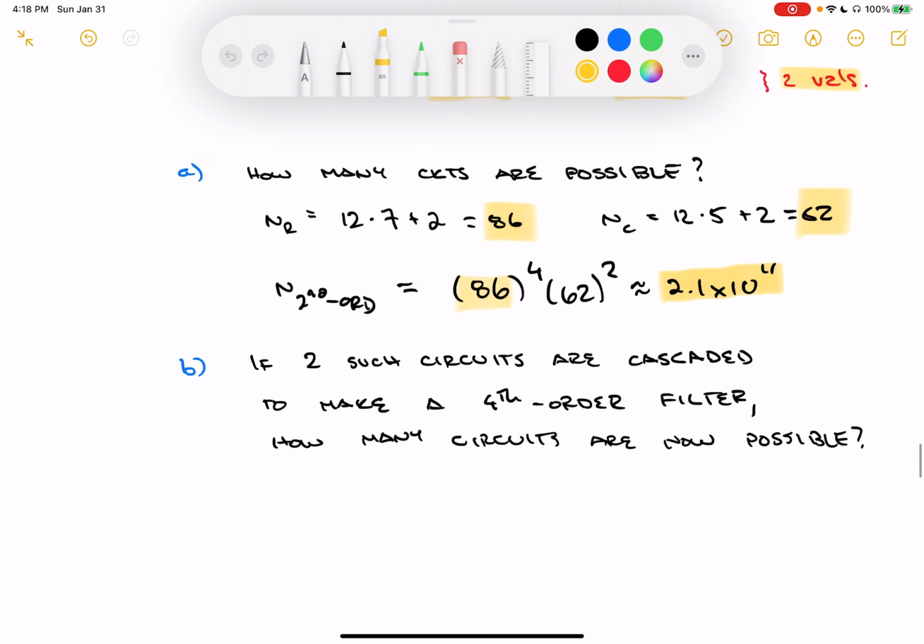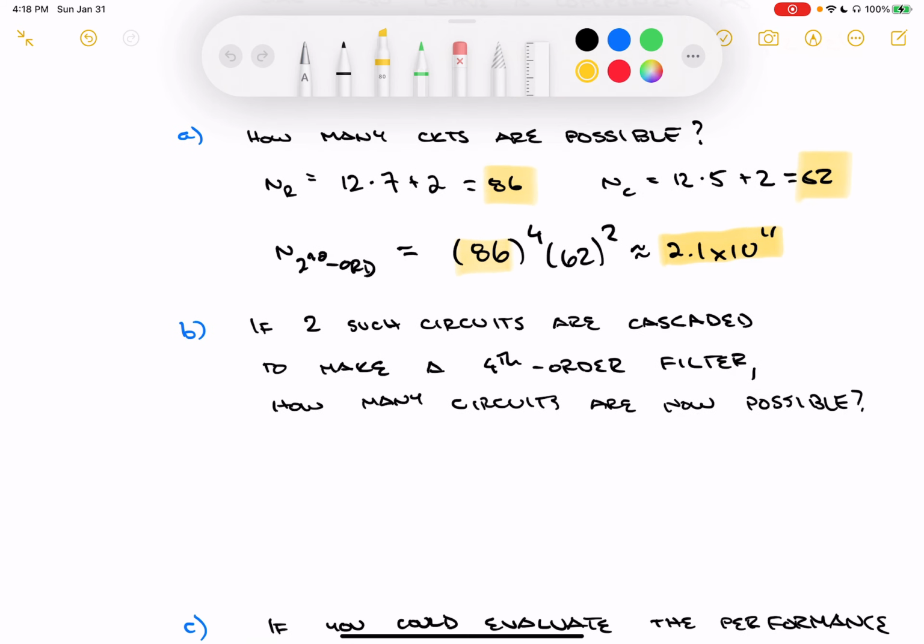All right, so what can I do with this? I could actually cascade two of these circuits to make a fourth order filter. And this is actually what I had my signals students do. I asked them to design a fourth order circuit to carry out a particular function. So how many circuits are possible, again, using this modest part shop?